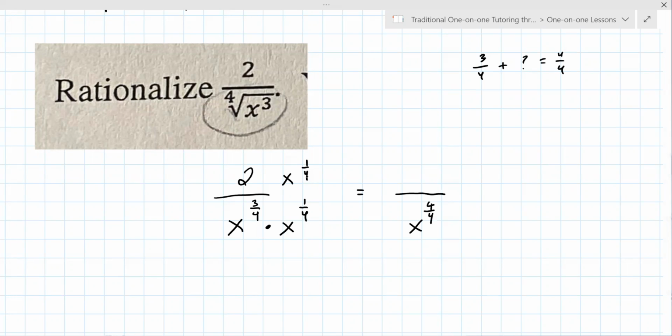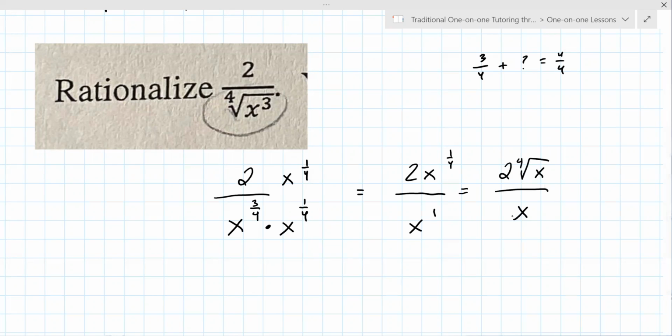This is not how you probably saw it in class, but I do believe this is more effective as a student to learn. Now in the numerator, it becomes 2x to the 1/4, but in the denominator, you're adding the exponents, 3/4 and 1/4, so that makes 1. So it's really x to the 1 on the bottom. And then in the top, you have to rewrite x to the 1/4 as the 4th root of x, like this.